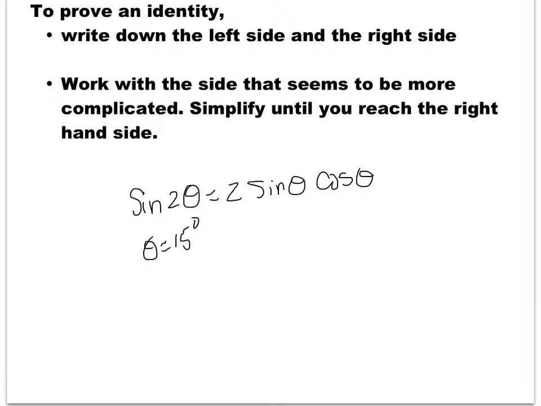What is on the left? Sine of what? So if theta is 15, sine 2 theta is sine of 30. So use your calculator and tell me, is sine 30 equal to 2 sine 15 times cos 15?